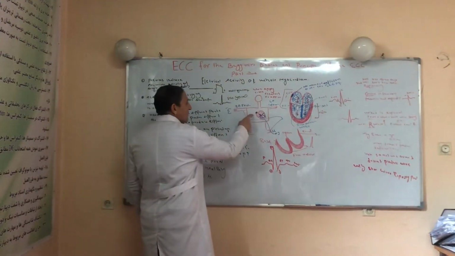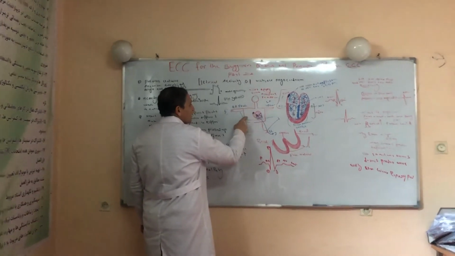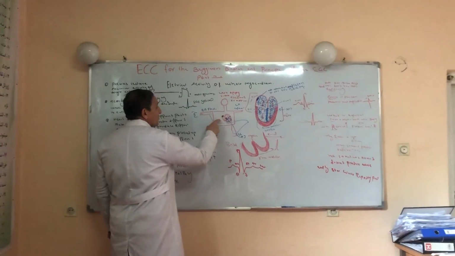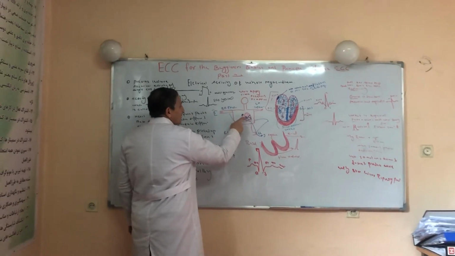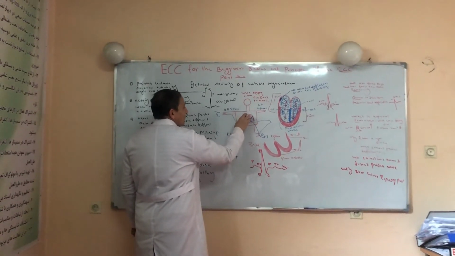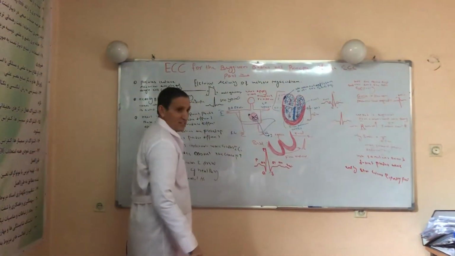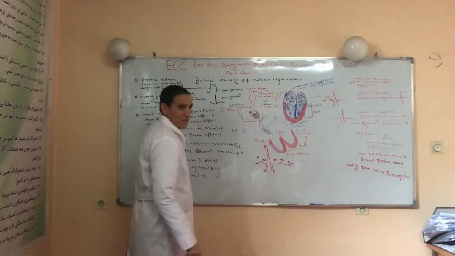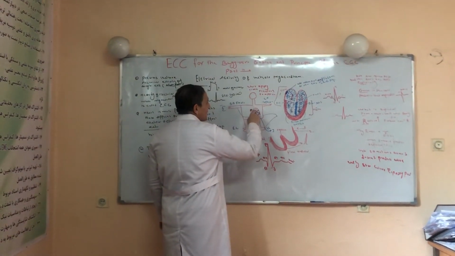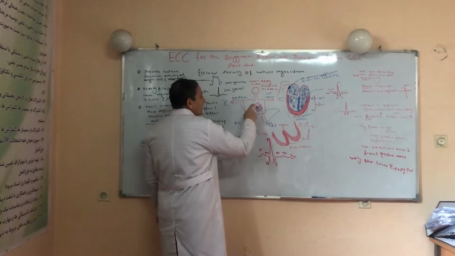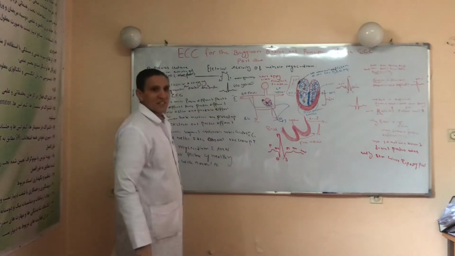Again, after the SA node, we will come to the right atrium. The right atrium is depolarized by the SA node. The SA node is depolarized first. Those groups of cells located very near to the SA node, the first group of cells, lead to the second, the second lead to the third, and the third lead to the fourth. In this way, the right atrium is depolarized. After the right atrium, the left atrium is depolarized. The left atrium is depolarized by Bachmann's pathway from the posterior area of the atrium.